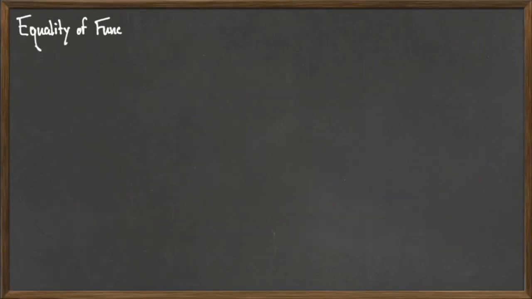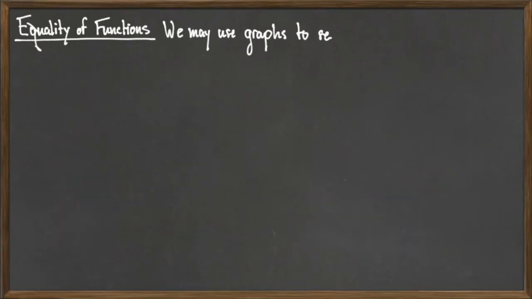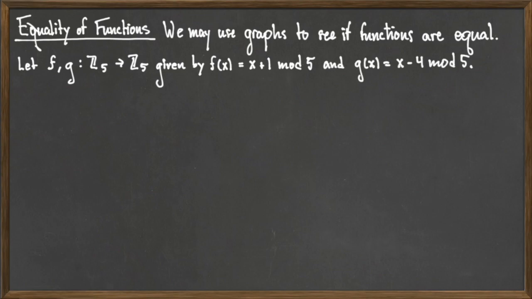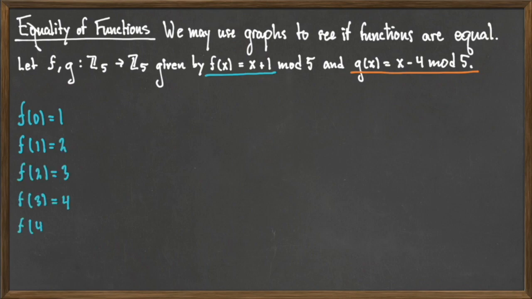This next example serves two purposes. We will be given two functions f and g, and we will use the graphs of f and g to see that these functions are actually equal. As we saw in a previous slide, we can compute the graph of a function by evaluating that function at every value in its domain. Let f and g be functions from Z5 to Z5, where f is defined as x plus 1 mod 5 and g is defined as x minus 4 mod 5. By evaluating f at 0 through 4, I obtain the following values.